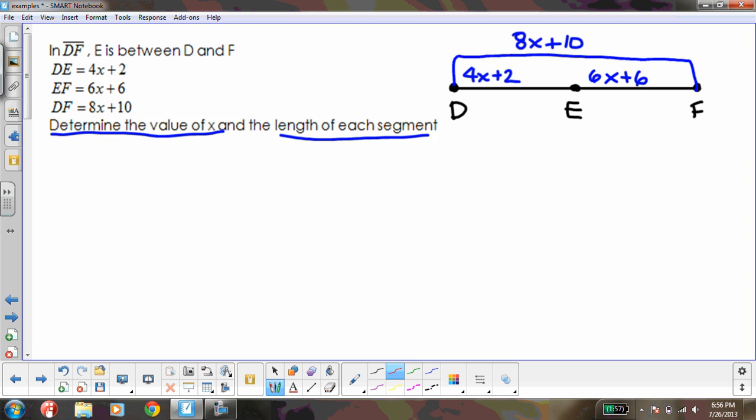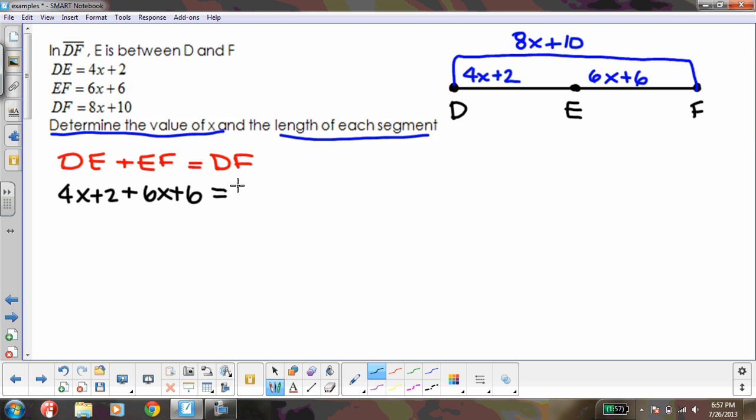I can use the segment addition postulate to create an algebra situation. I know that DE plus EF has to equal DF. So now I'll just replace those segments with their measurements. 4x plus 2, that's DE, plus 6x plus 6 equals DF measures 8x plus 10.